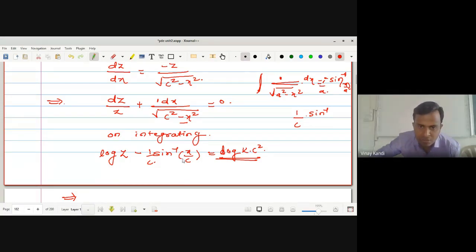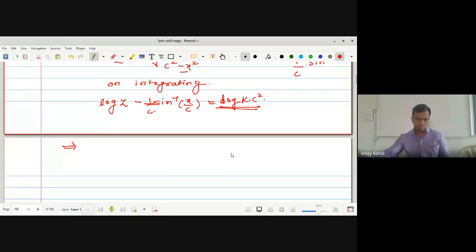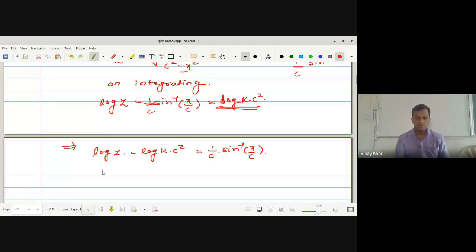Let us check once again properly. On integrating, we get log z minus 1 upon c into sin inverse of x upon c is equal to log k into c square. Let us solve log z further. So here we get log z minus log k into c square is equal to 1 upon c into sin inverse x upon c. Okay, so that implies log z upon k into c square is equal to 1 upon c into sin inverse of x upon c.